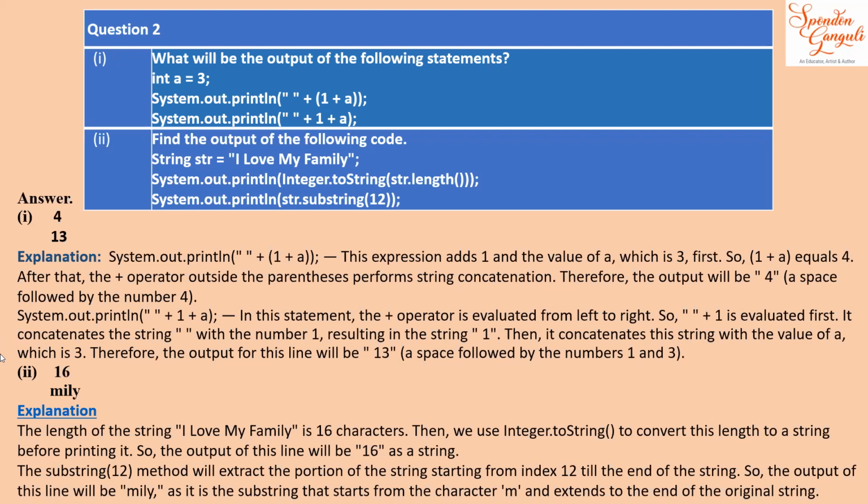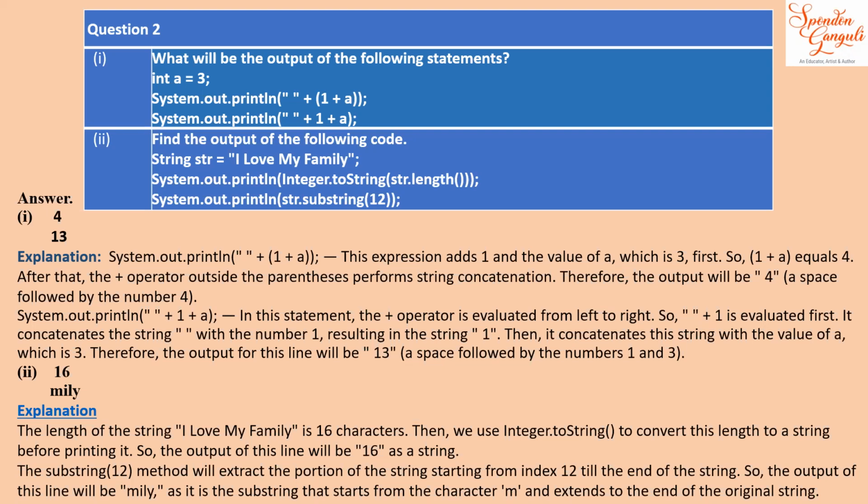First one, the answer is 4 followed by 13. That is 1, 3 actually. The explanation is, in the first print statement, 1 plus a is in brackets, which makes it an integer addition, thus giving 1 plus 3 equals 4, which is then converted to a string. Whereas in the second print statement, 1 plus a is not within the bracket, thus they are getting concatenated as a string, making it 1, 3.